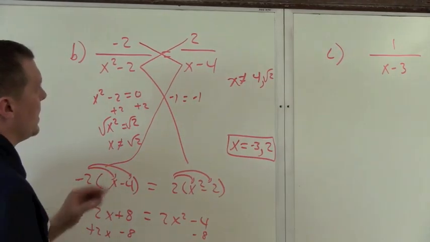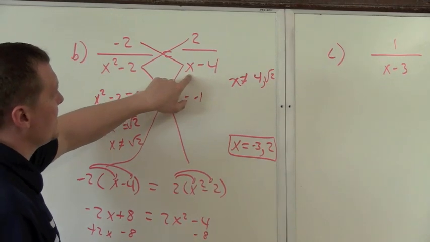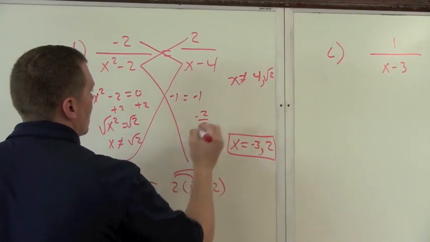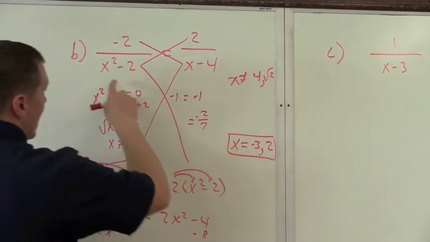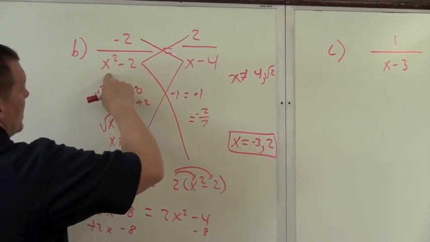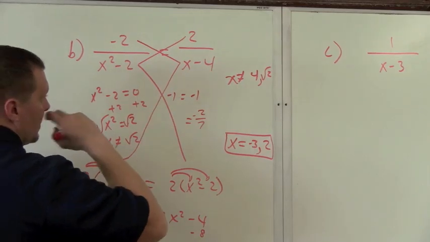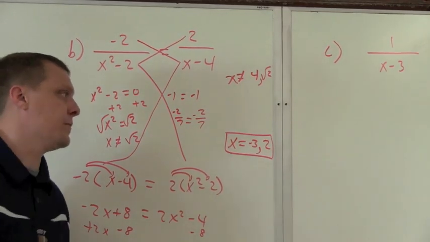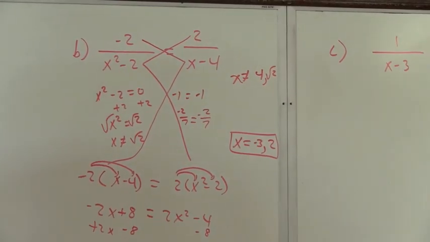If I plug the 3 in, again, that would be negative 7, so that would be negative 2/7. And if I plug the negative 3 in here, that's 9. 9 minus 2 is 7, so that would be negative 2/7. And they both work. So you can test them if you want, but they both work in this case.